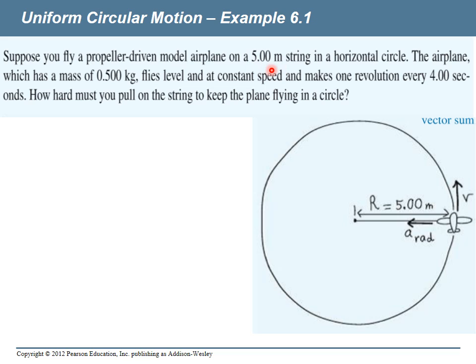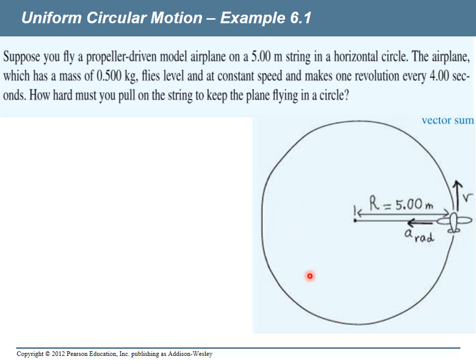It's on a 5 meter string, so that's a radius r, and it also has a mass of a half kilogram. We'll need that in order to get our F equals ma, right? We need to know how much the plane weighs. So if we could find the velocity from 2 pi r over the time it takes. So 2 pi r would leave us with 10 pi divided by the time it takes, which is 4 seconds, right?